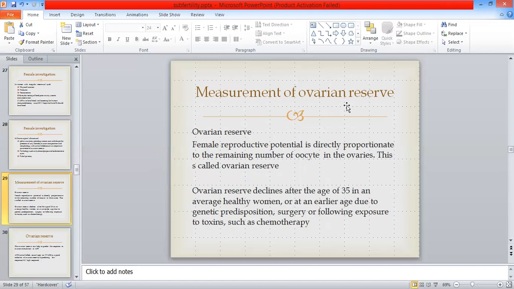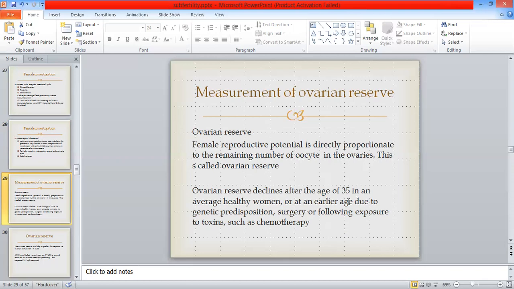Now, coming towards the measurement of ovarian reserve. I told you in the previous lecture that I will be explaining ovarian reserve. What is ovarian reserve? Female reproductive potential is directly proportionate to the remaining number of oocytes in the ovaries. It means how many oocytes are present in the ovary. From this, we are saying that the patient is having this much ovarian reserve. This is called ovarian reserve. The number of oocytes in the ovary is basically ovarian reserve.